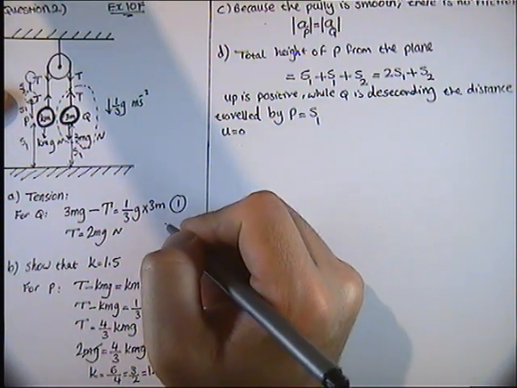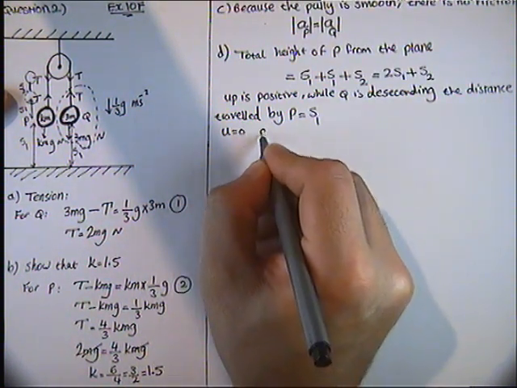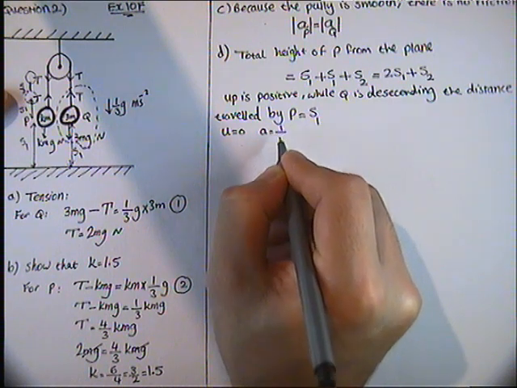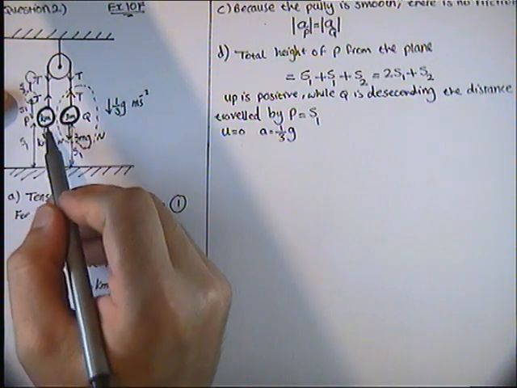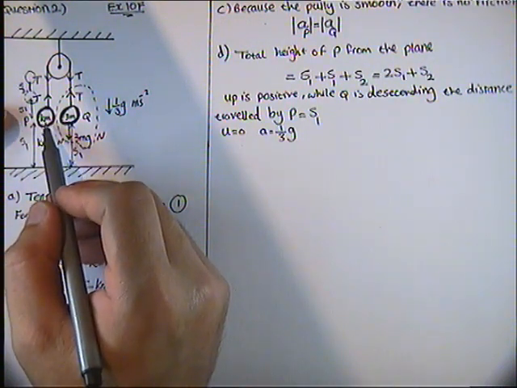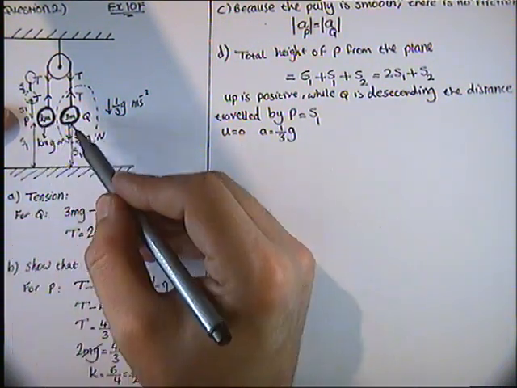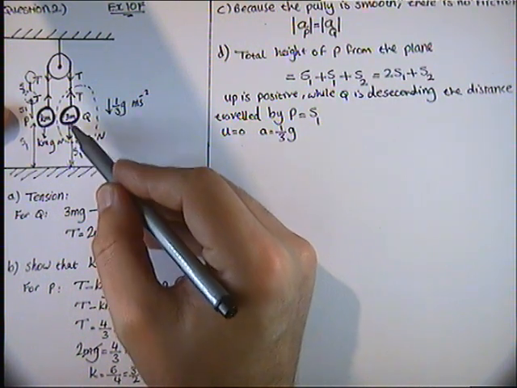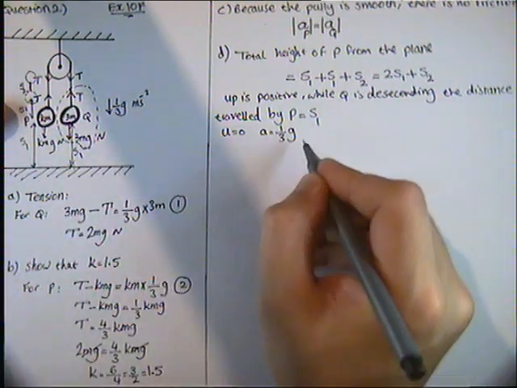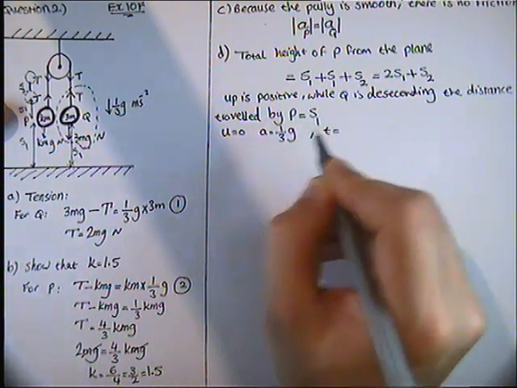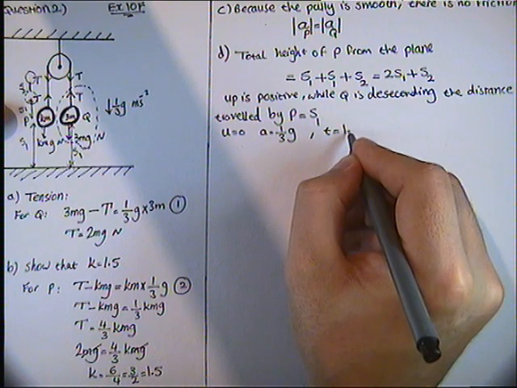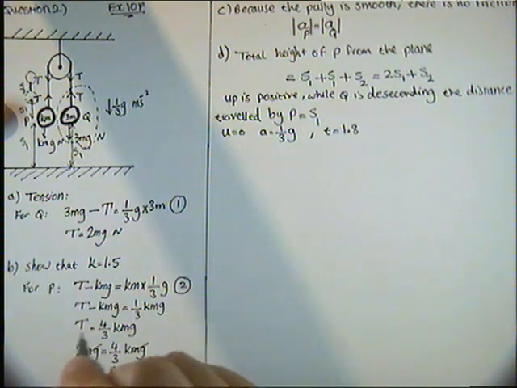Initial velocity is 0 because it's starting from rest. A is equal to 1/3 of g. However, if you calculate it for p, it would be negative 1.3 g. But we're calculating for q now because that's the same distance, obviously. And the time taken for q to hit the ground is 1.8 seconds.